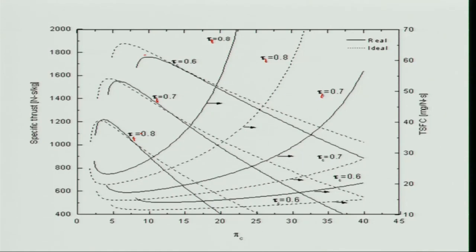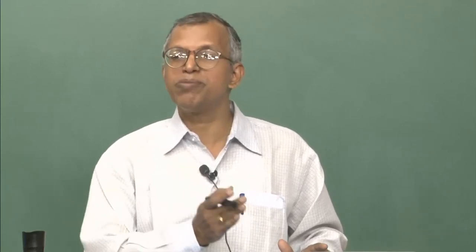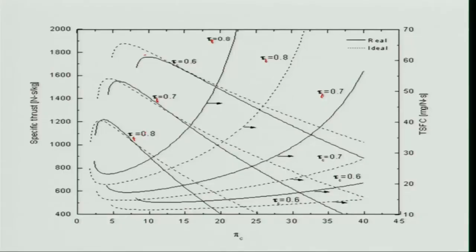That means the temperature ratio will be the other way around, because it is always defined as the downstream divided by the upstream of a component, right. So a smaller value means expansion is low, and a higher value means expansion is more. So the specific thrust will be decreasing.